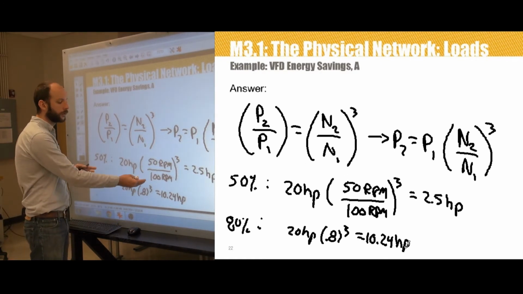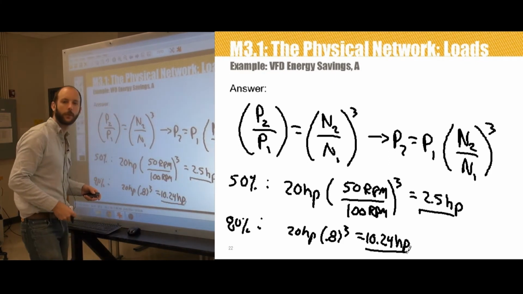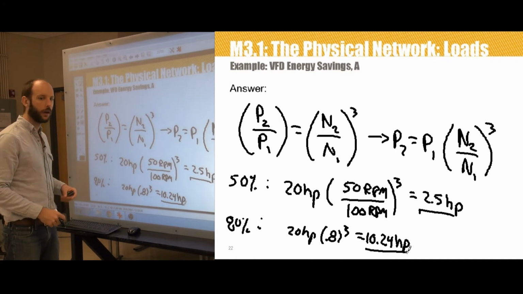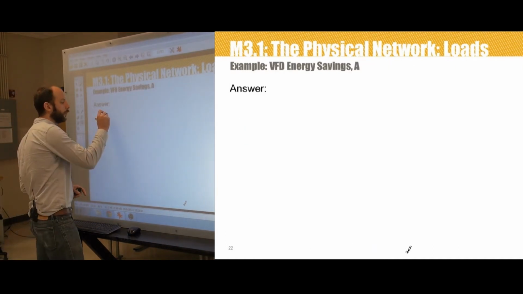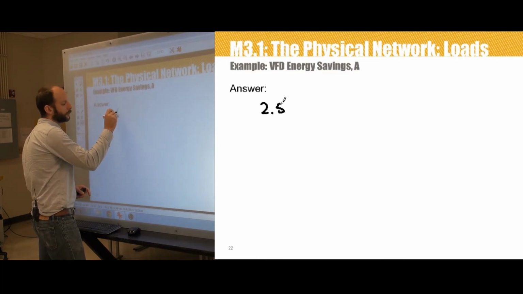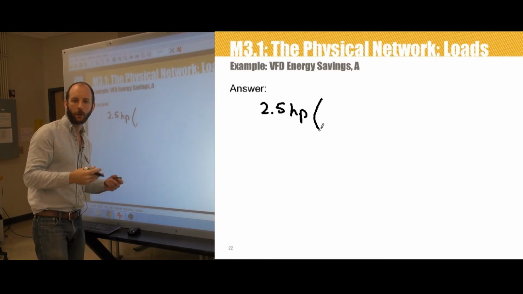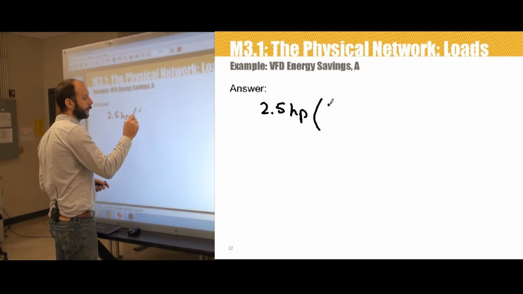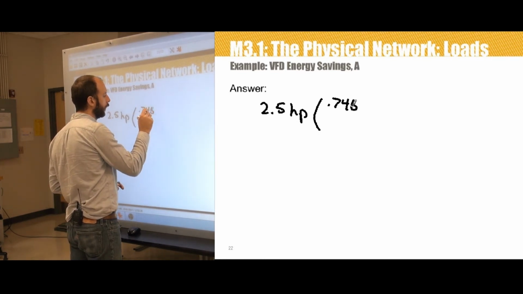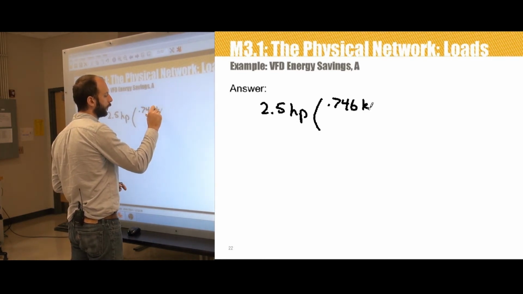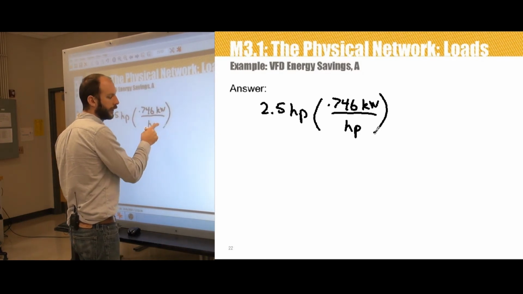So now what we can do is use the schedule and these new powers to determine the effects on cost. So I'll just clear this slide again. At 50%, we take our new input power, which was 2.5 horsepower. Again, we need to convert the power over to kilowatts so that we can multiply it by our electric rate. So that's, again, 0.746 kilowatts per horsepower. So again, that's just a conversion.